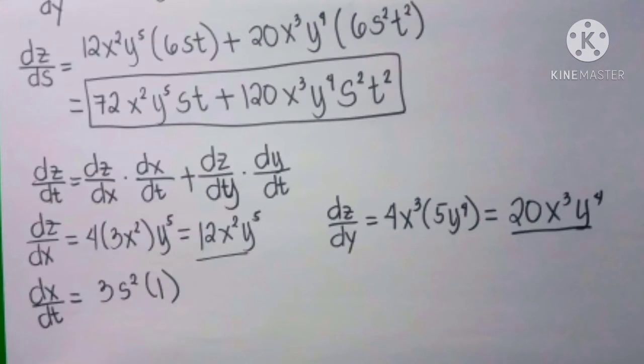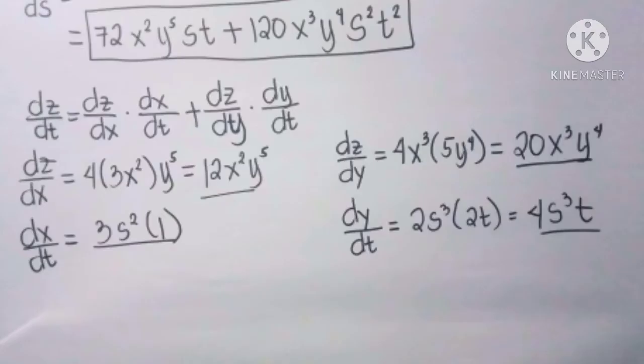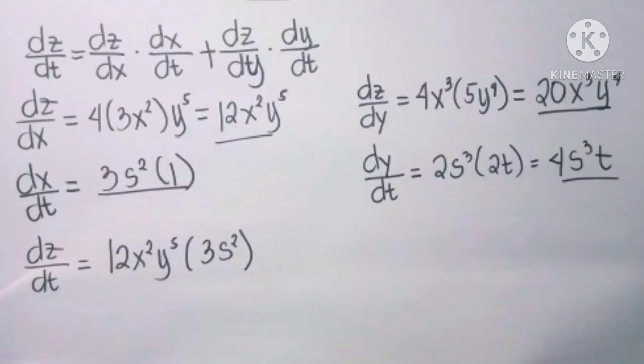Then the value for the partial derivative of x with respect to t. So we have here 3s squared times 1, and dy over dt we have 2s cubed times 2t equals 4s cubed. So we're going to substitute everything in the formula.